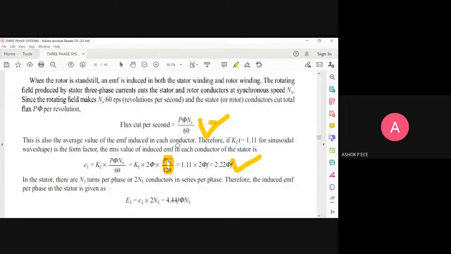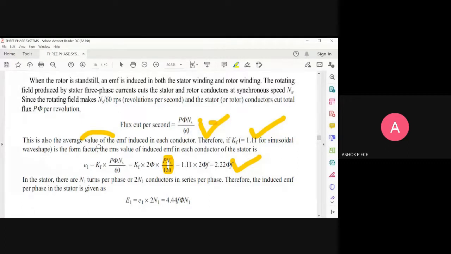The average value, if you are going to convert into RMS value, you have to multiply by the form factor. That's the understanding. Since everything is AC current and voltage here, we will be writing everything only in RMS value. But we have the average value. So if you want to convert the average into RMS, we will be multiplying by the form factor Kf, and the Kf value is 1.11 for sinusoidal wave shape, because in AC we assume sinusoidal signals, correct? So we'll be multiplying by 1.11.